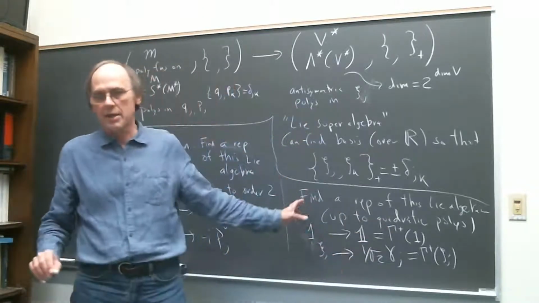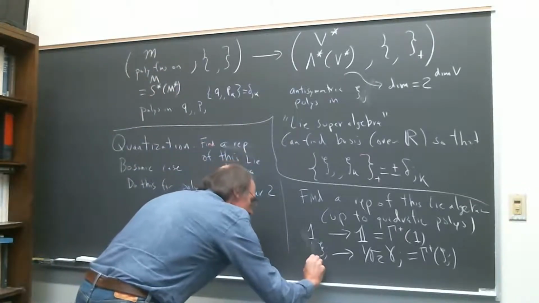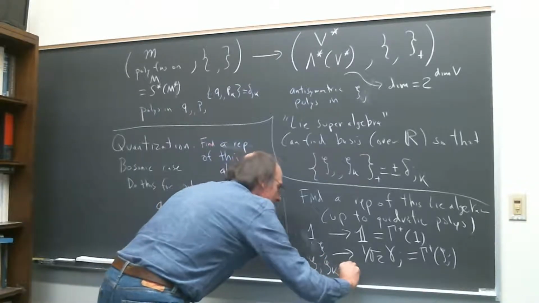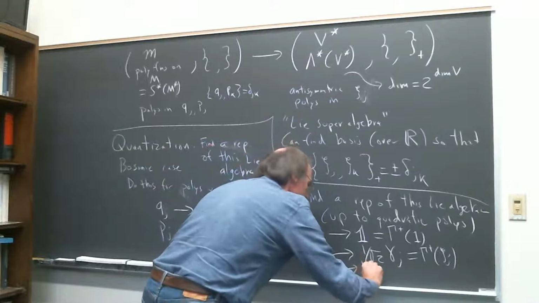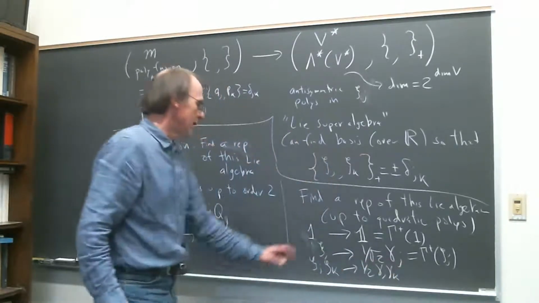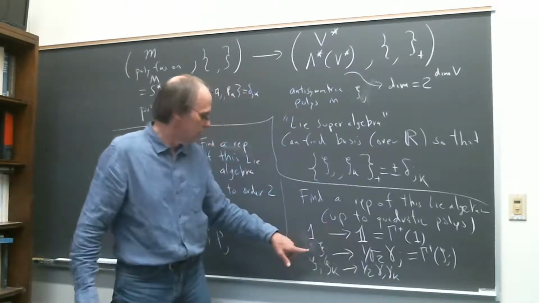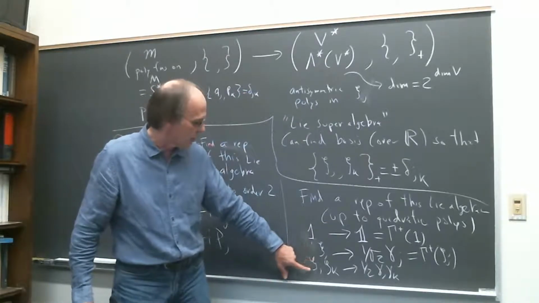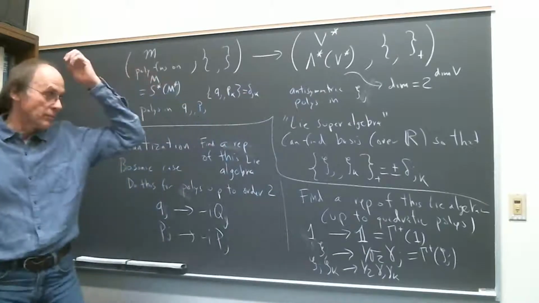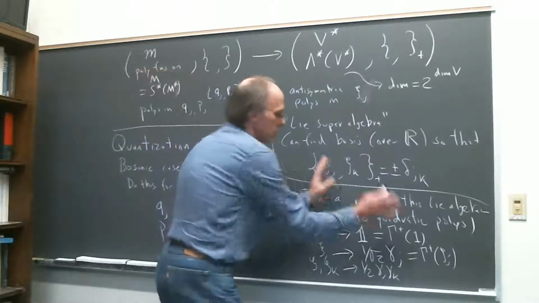Then the obvious thing works for the quadratic ones, I guess I can write it down: psi J psi K goes to a half gamma J gamma K. You just do the same thing here, you just have to multiply. If you want to know what the order 2 things are, they're just the products of these guys. Okay, so this is how we're going to quantize.